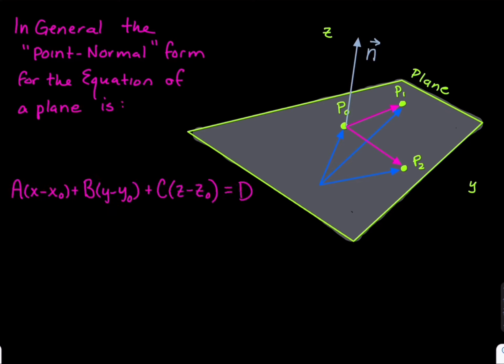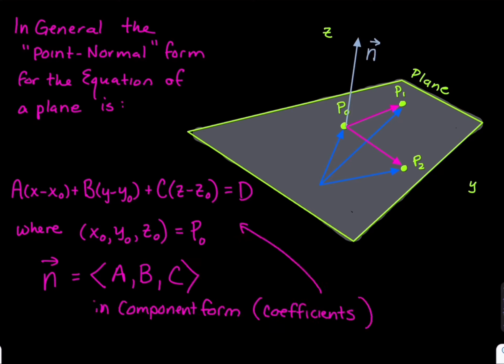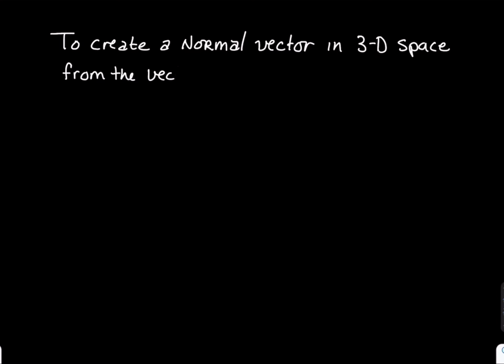This is sometimes referred to as the point normal form, and it should look something like the equation of a plane. The normal components, A, B, and C, would form the coefficients for the plane that we're trying to describe. So let's create a normal vector in 3 space.